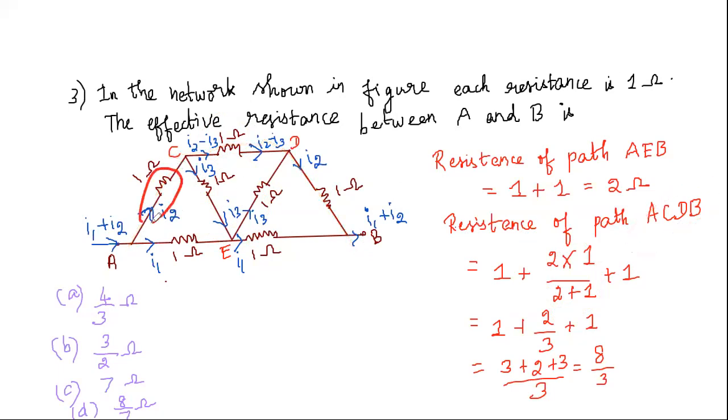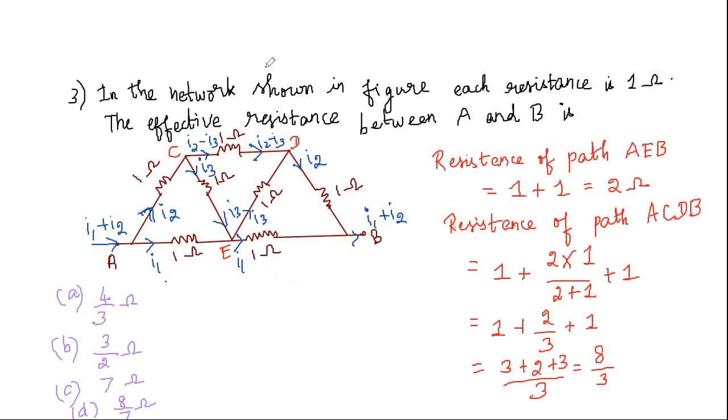For that, you have this 1 ohm and this 1 ohm separately. So that 1 ohm I have written here, and this part is actually 1 ohm, and this 1 plus 1, 2, both are in parallel. This 1 ohm and this 1 plus 1 both are in parallel. So 2 into 1 by 2 plus 1. So that will be 8 by 3. So we have done this AEB separately and the ACDB separately. Okay. Now this ACDB and this AEB are in parallel.